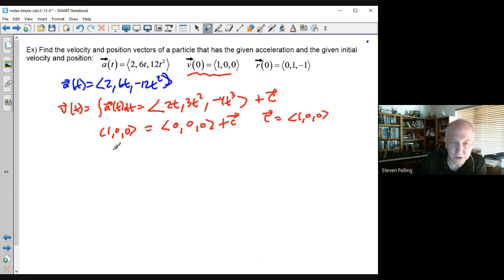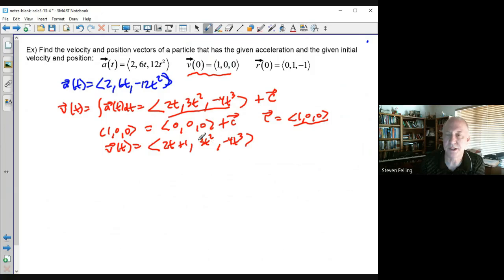And what that means is that the true complete velocity vector is the velocity vector versus time plus the constants here. So the x is 2t plus the initial velocity of 1. And this is 3t squared plus the initial velocity of 0. And then this is the negative 4t cubed plus the initial velocity of 0. So I added this into this vector. I basically used an initial condition to establish the integration constant's value. That's the velocity vector.